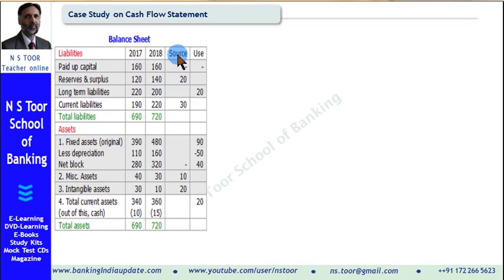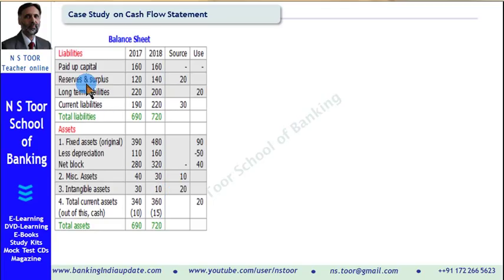On one side we have the sources, on other side we have the uses. Sources means increase in liabilities. Whenever there is increase in liabilities, it will be treated as a source. Whenever there is decrease in liability, it will be treated as a use. Similarly, in case of assets, whenever there is increase in assets, it is use of cash. Whenever there is decline in assets, it is source of cash. This is one basic thing we must bear in mind.